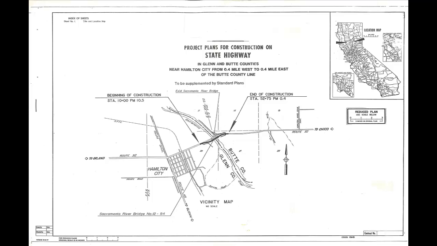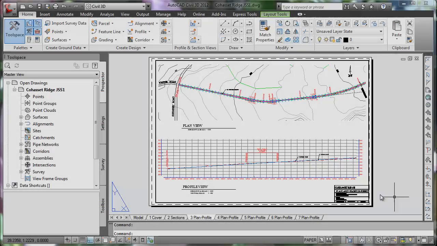The first sheet in the set of plans is the cover. It includes the location of the project and limits of construction. The set of plans includes the cover sheet, sections, and plan profile sheets to cover the project.